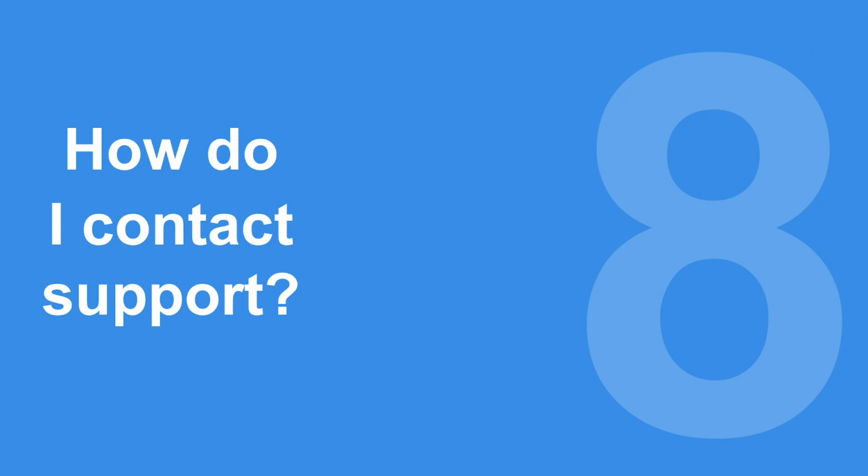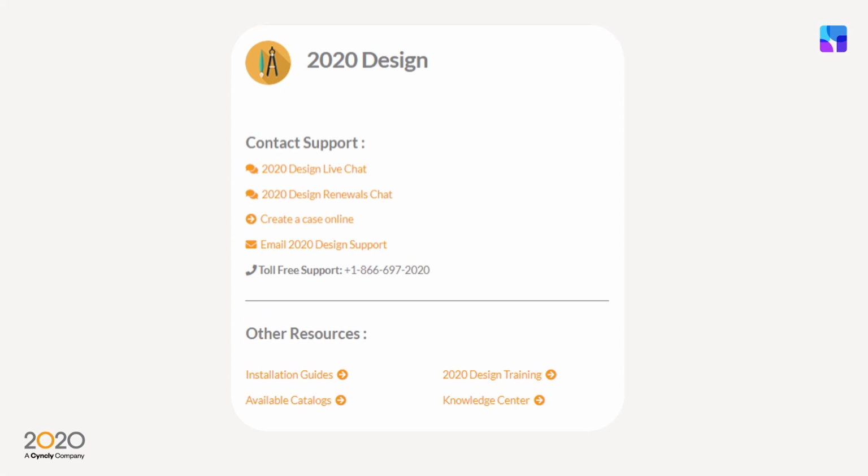Number 8, how do I contact support? Using the 2020 Spaces website, you can get in contact with us through live chat. You can create an online case with us, you can send us an email, or you can call the toll-free support line to speak with someone just like me. I'll show you exactly how you can get there.